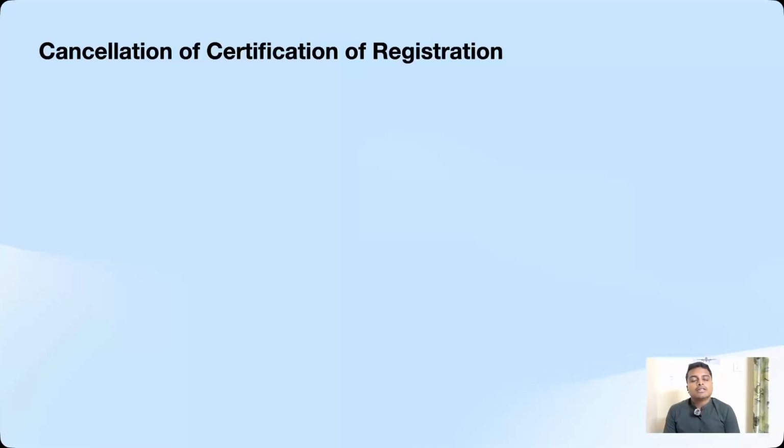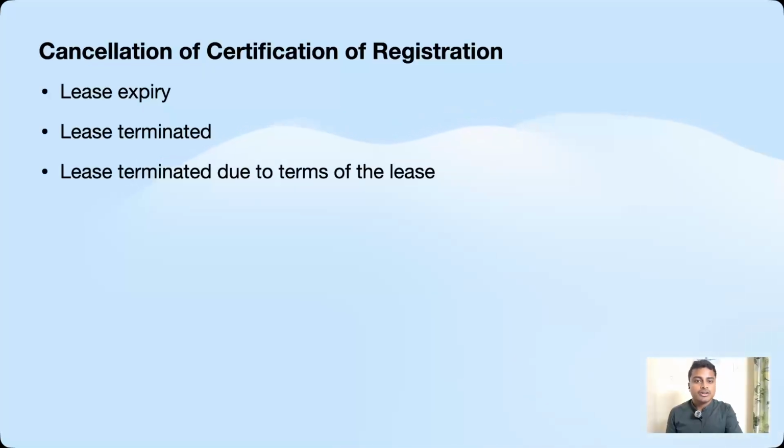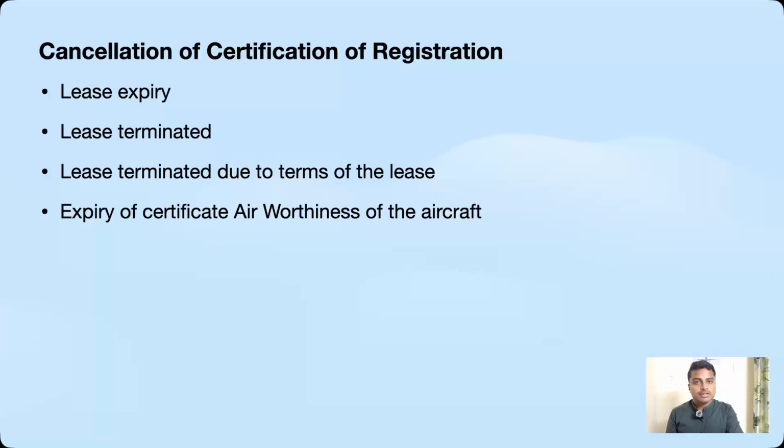Now, when an aircraft is under lease, we will understand more about the lease, lessor, and lessee in the upcoming slides. But when an aircraft is under lease, the cancellation of registration happens when the lease expires, or the lease is terminated by either the lessor or the lessee, or the lease is itself terminated due to the terms of the lease, or the certificate of airworthiness of the aircraft expires. In these scenarios, the registration of an aircraft under lease is cancelled.